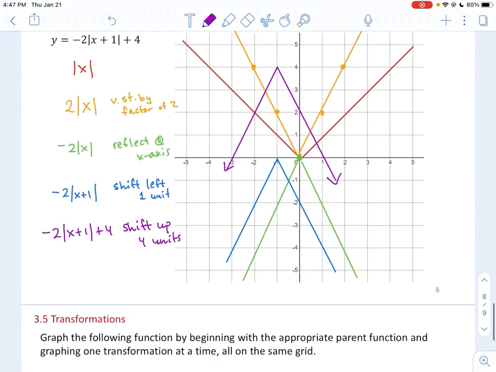The domain and range, I don't ask for it, but I could now. The purple graph goes left and right forever, so the domain is all real numbers, but the range is limited. The highest point on the purple graph is at height 4, and every height below that is achieved. So the range is negative infinity up to 4.